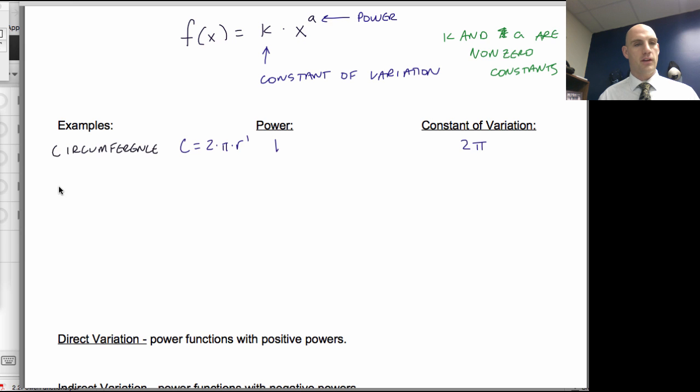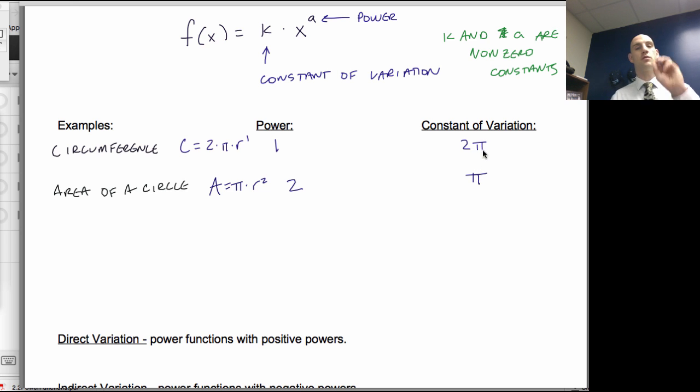If we're looking at a different example, we can look at the area of a circle, and you're going to see that the area of a circle also is a power function. Area equals pi times radius squared. Well, my power in this case is 2. My constant of variation in this case is just pi. It's the one that doesn't change. So radius is what changes based on what I put in, and the pi doesn't change.